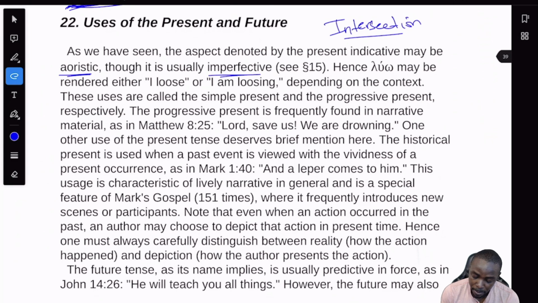Hence, luo may be rendered either "I loose" or "I am loosing," depending on the context. These uses are called the simple present and the progressive present. Progressive when you use -ing, right? Respectively. The progressive present is frequently found in narrative material, as in Matthew 8:25. "Lord, save us, we are what?" "We are drowning." One other use of the present tense deserves brief mention here.